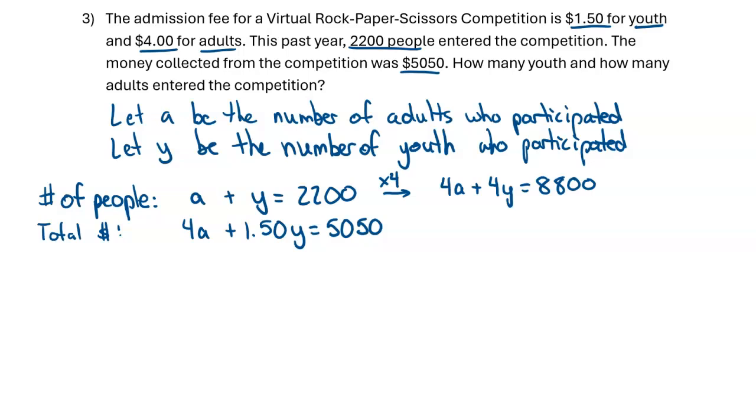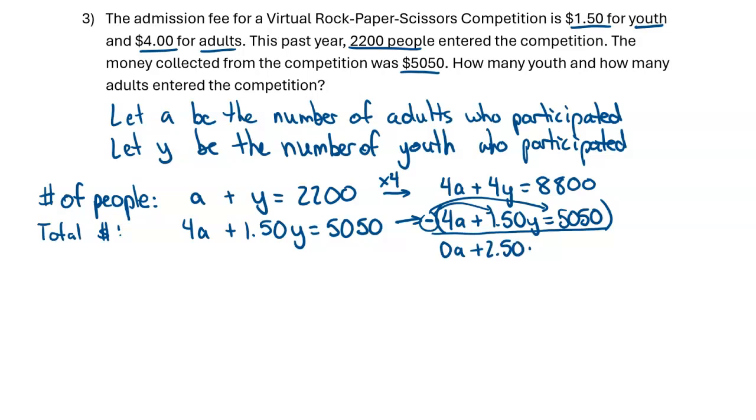So I multiply the first equation by 4. I get 4A plus 4Y. And then the A's are going to cancel when I subtract the one equation from the other. So remember, I had to multiply that entire equation by 4. So I subtract the two equations. 4A minus 4A gives me 0A. Now we go 4Y minus positive 1.50Y. We also make sure we do 8,800 minus 5,050. Don't forget to subtract all the terms that are below it here. So we get 2.50Y, and 8,800 minus 5,050 gives me 2,950.